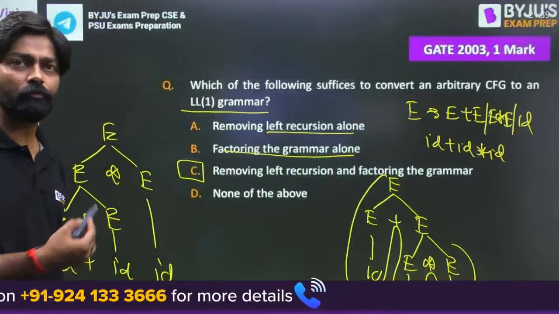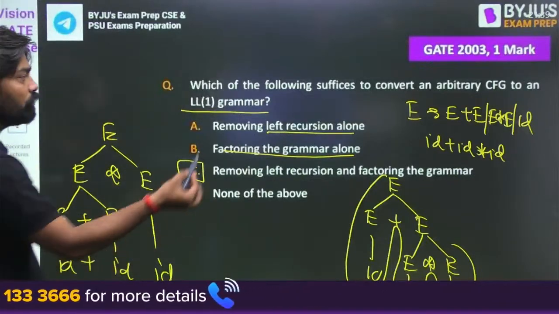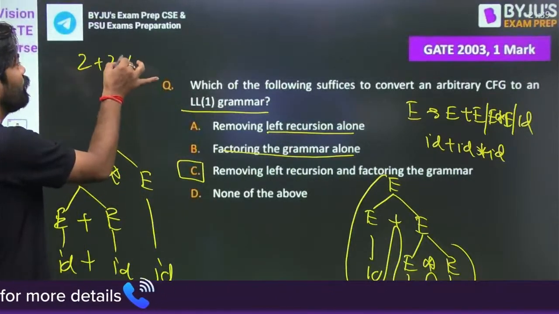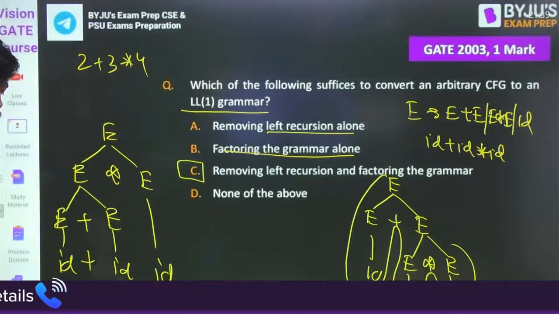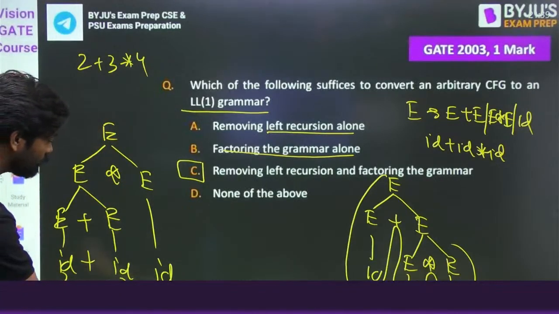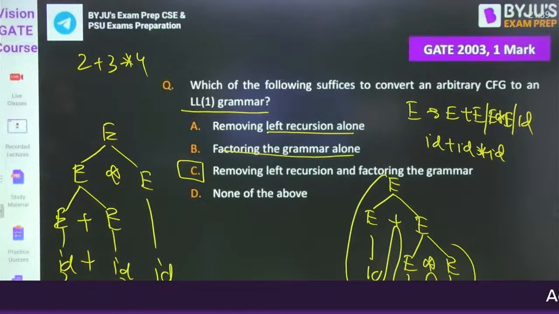So which one will give the correct answer? If I want to generate 2 plus 3 into 4, which one will give the correct answer? This is 2, this is 3, this is 4. Which one will give the correct answer? Can you please tell me?